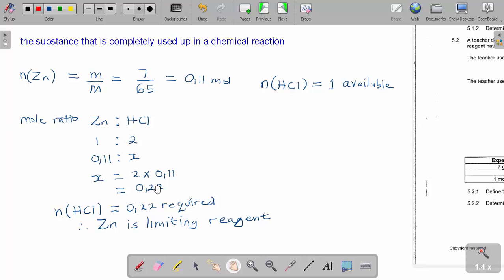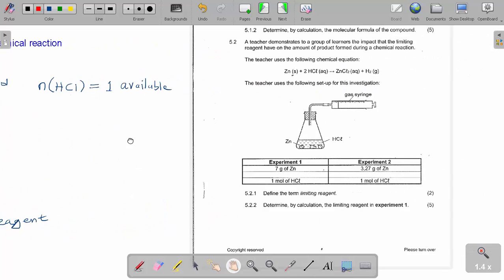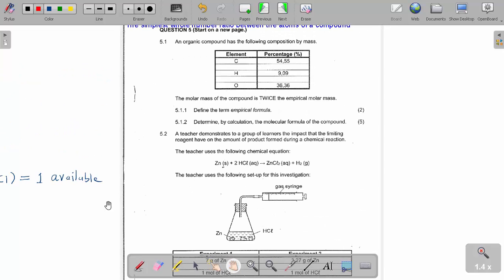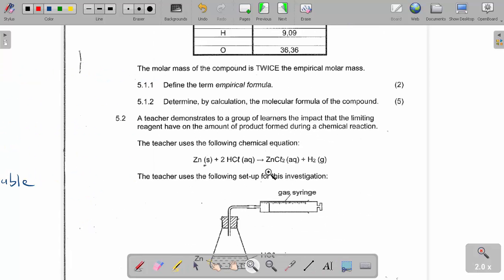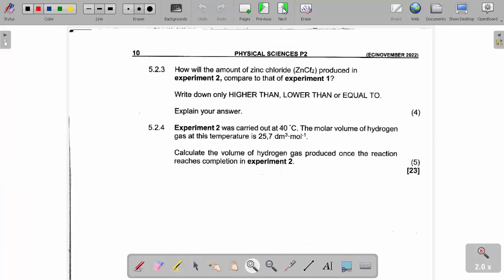Now I can say that 0.22 moles is what is required to use up the 0.11 moles. But check what is available. I have 1. Because 1 is bigger than 0.22, which is required, this HCl is in excess. So therefore, zinc is my limiting reagent. Hope we are together. Zinc is my limiting reagent. Okay, let us proceed.